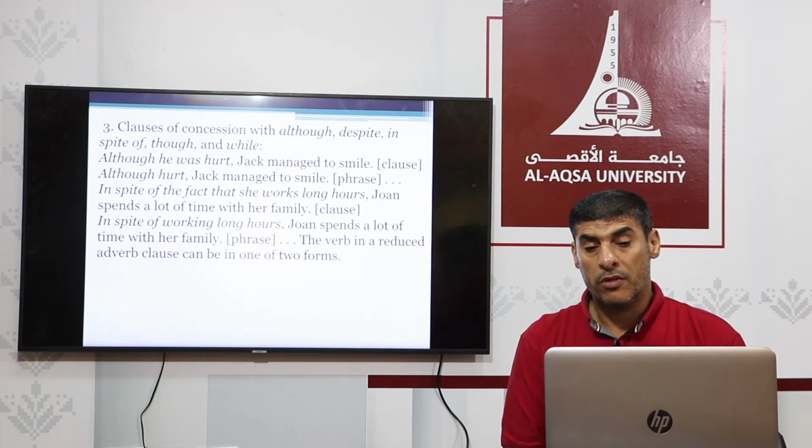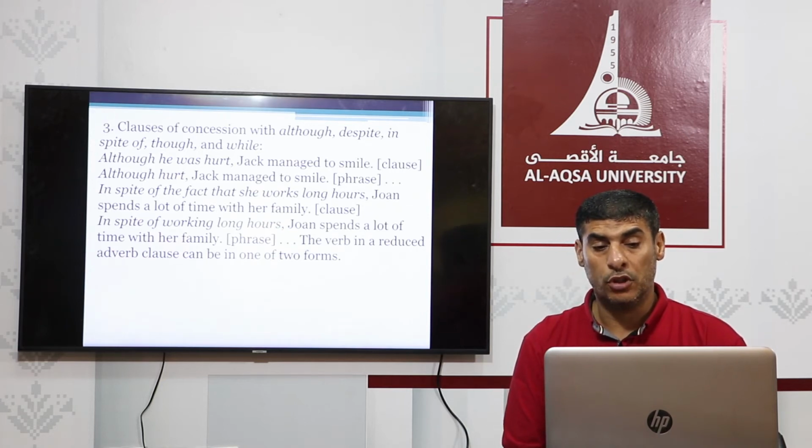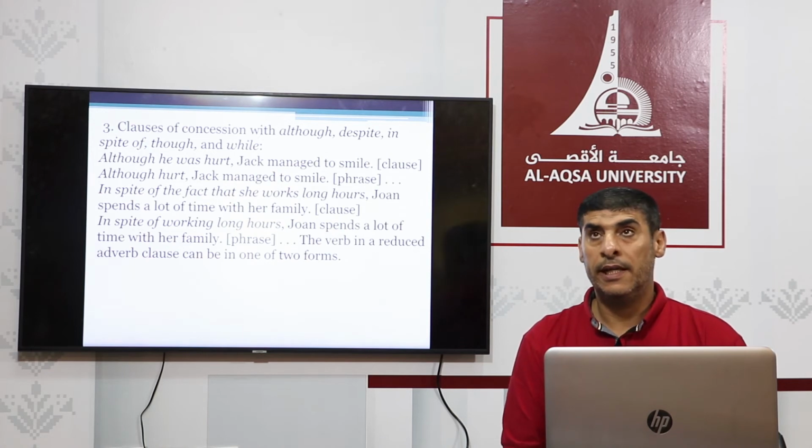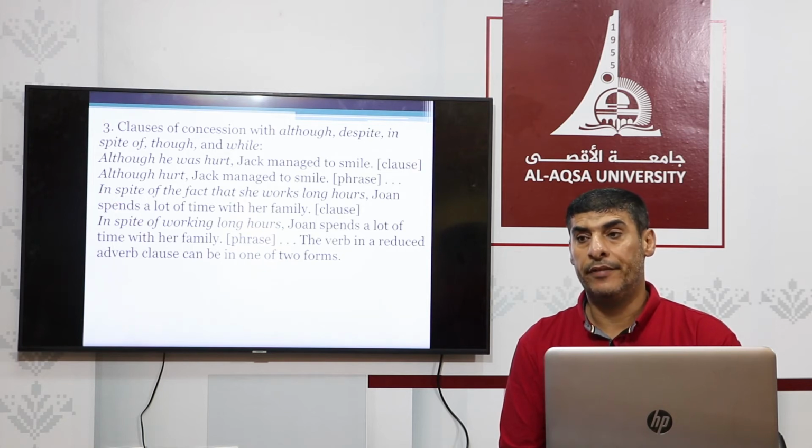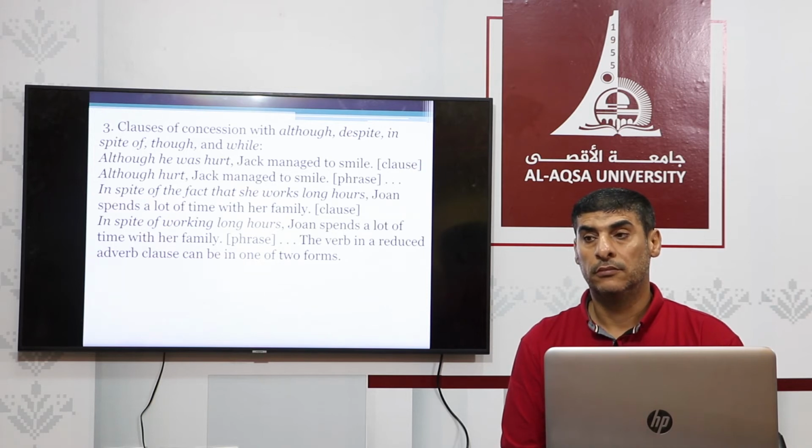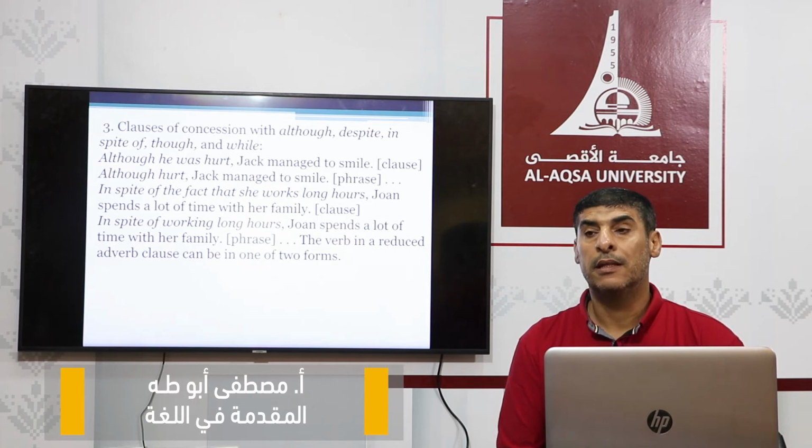Clauses of concession with although, despite, in spite of, though, and while. So it is possible to reduce their clauses. These are called, once again, connectors, and it is easy to reduce their clauses. Here is a good example. Although Ahmed is clever, he still can't pass the exam. So we can delete the subject and the verb, and the sentence becomes: although clever, Ahmed can't pass the exam.